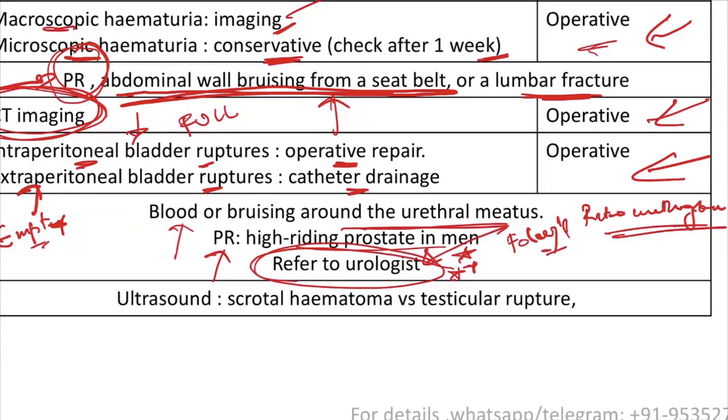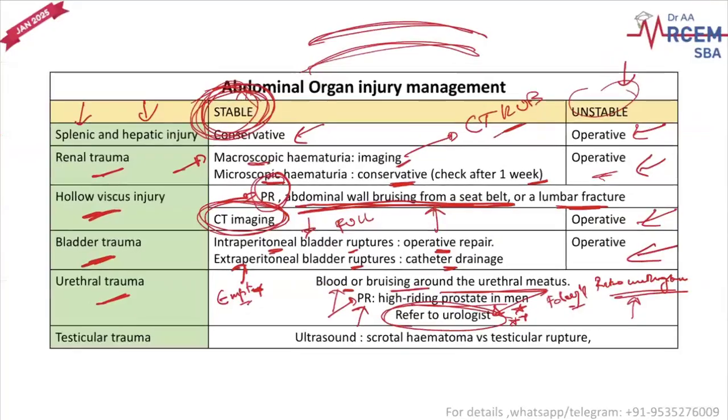No surgery will be required. After a month, it will heal on its own. Then you can remove it. Nothing needs to be done. Surgery can be prevented. That's why urologists usually like to get a Foley's catheter trial done for these individuals before going to a retrograde urethrogram. You yourself are not trying to place a urinary catheter in this individual. It is a contraindication for an emergency physician to place a urinary catheter if there is blood or bruising around the urethral meatus, or a high-riding prostate in a man.